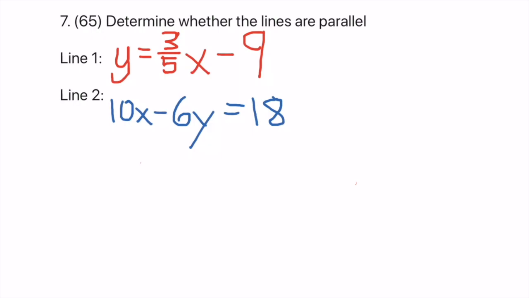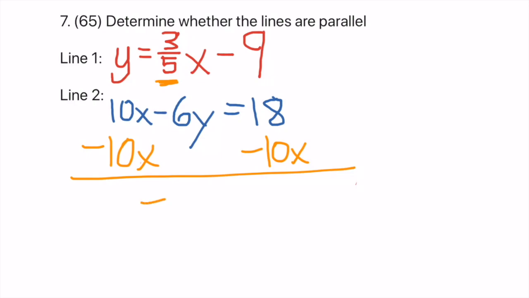Determine whether the lines are parallel. So remember, if two lines are parallel, they have the exact same slope. Line 1 is already written in slope-intercept form, so we can clearly see the slope is 3/5. Line 2 is not in slope-intercept form yet, but we can easily fix that by solving for y. So I'm going to subtract 10x. We have -6y equals -10x plus 18.